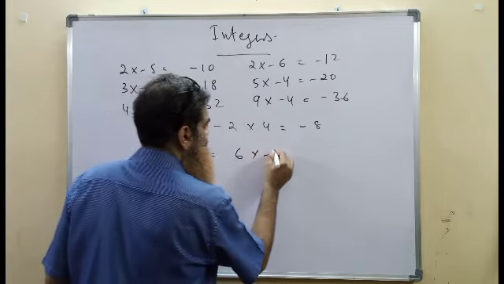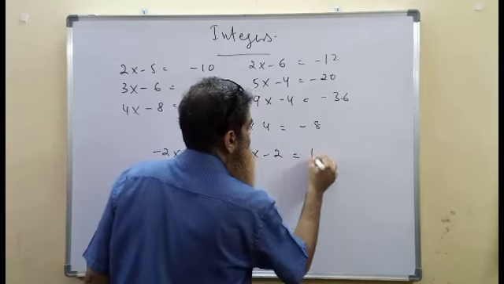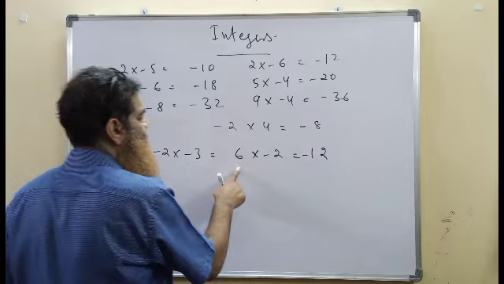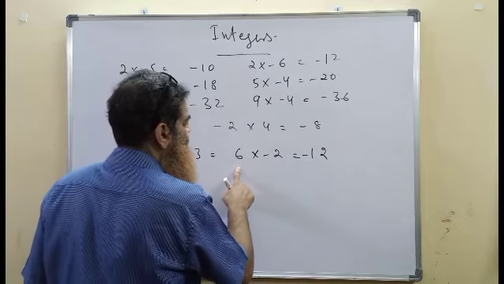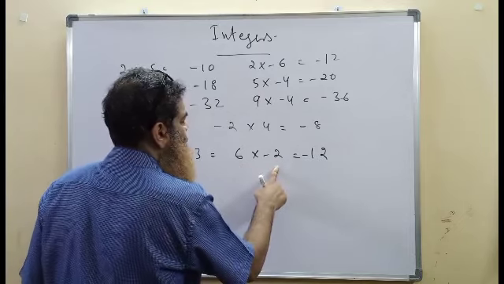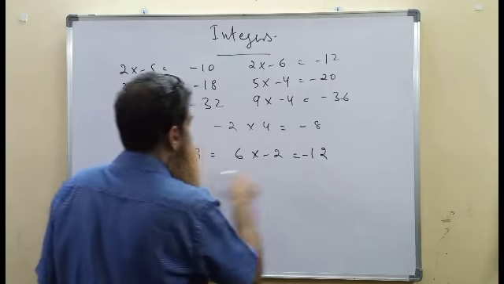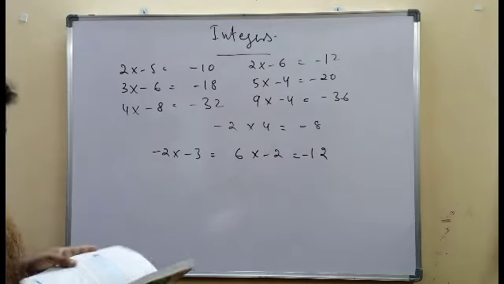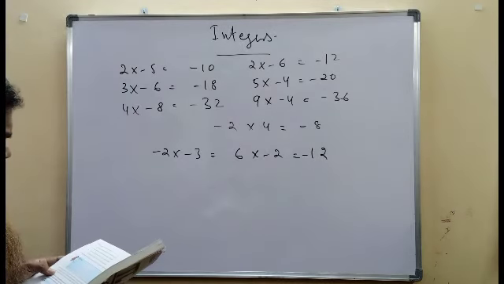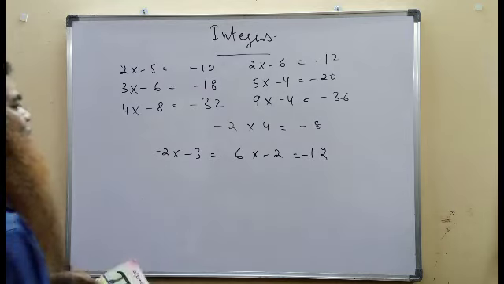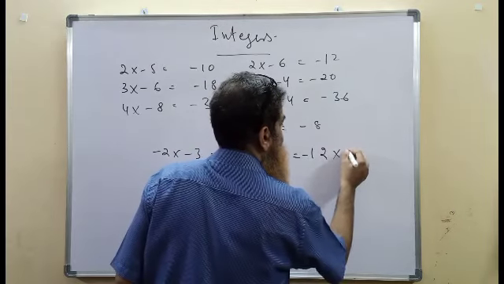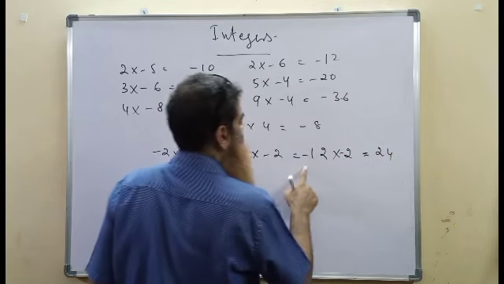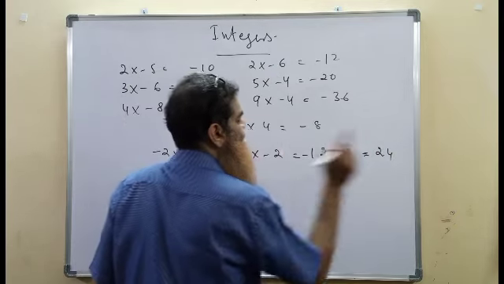It is minus 2, then the result will be minus 12. Product of two negative integers is a positive integer. Product of one negative integer and one positive integer is a negative integer. So the product of three negative integers is a negative integer. The product of four negative integers is a positive integer. This is 24.